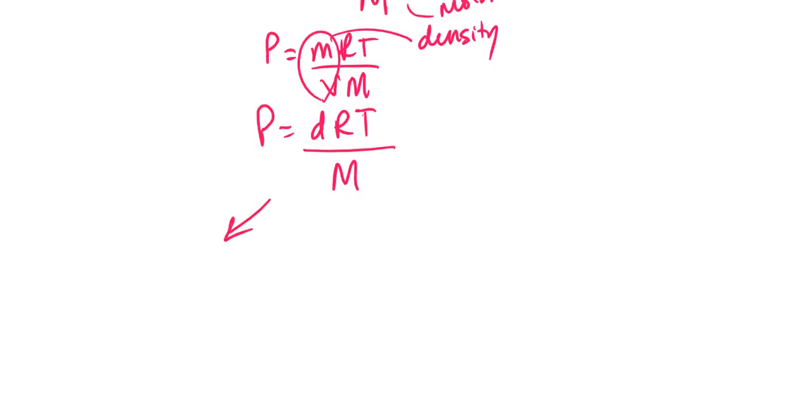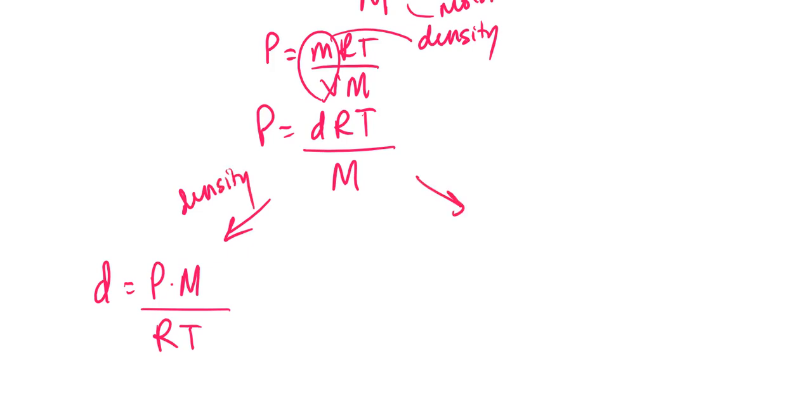I can solve in terms of density, in which case the density will be the pressure of the gas times its molar mass divided by the ideal gas constant times the temperature. That's if I'm trying to calculate density explicitly. Or if I want to calculate the molar mass of a gas, provided I have the rest of the data present in the equation, then the molar mass is equal to the density times the ideal gas constant times the temperature over the pressure.